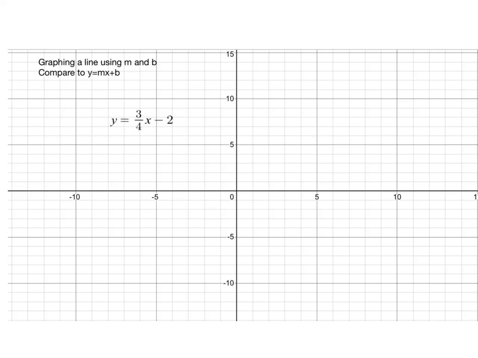In this video, we're going to graph a line using m and b by comparing our equation given, y equals 3/4 x minus 2, to y equals mx plus b. What is m?